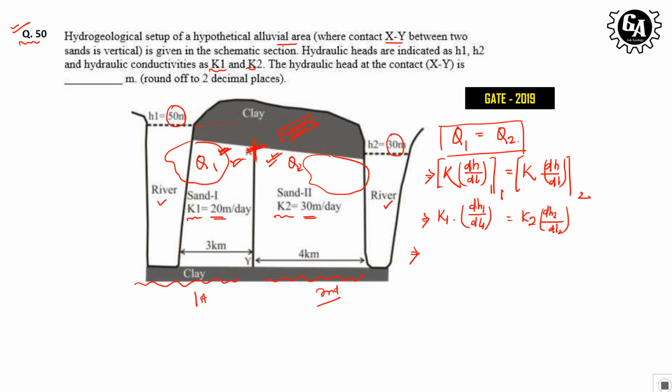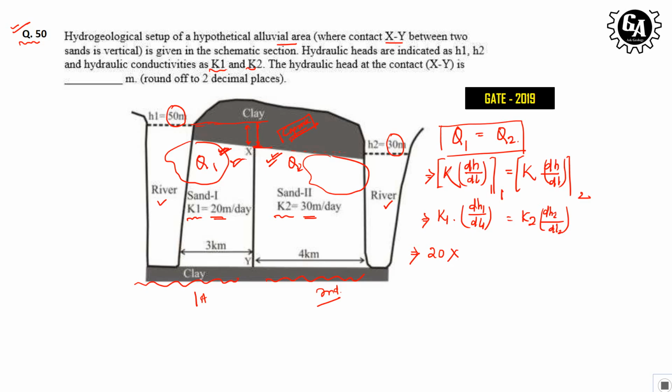Now here K1 is given as 20 meter per day. Now you can see this height is 50 meter, and let this distance be x. So this is 50 minus x.